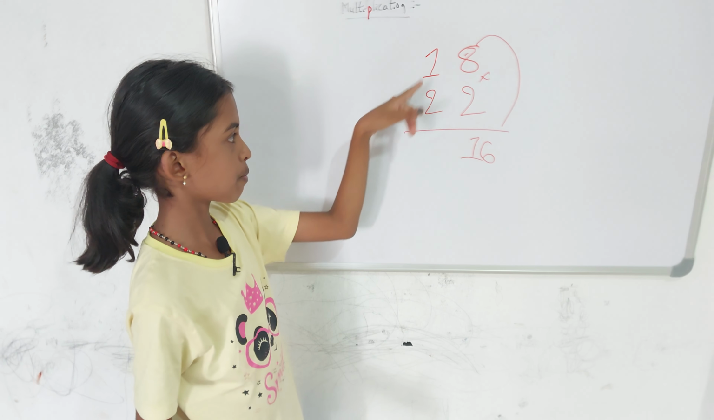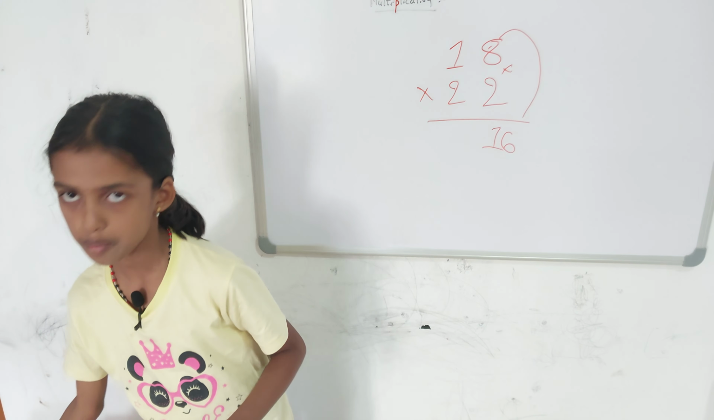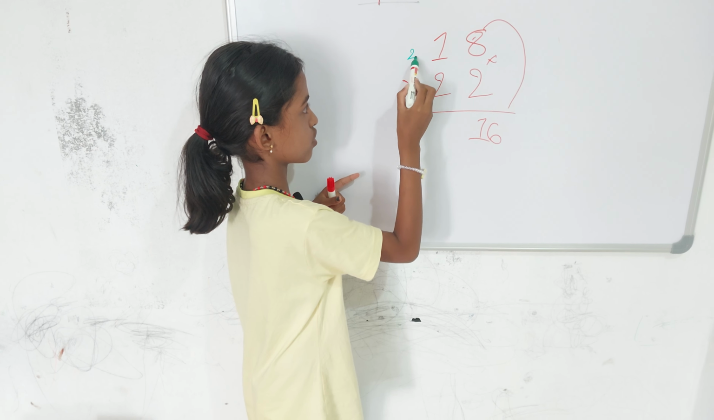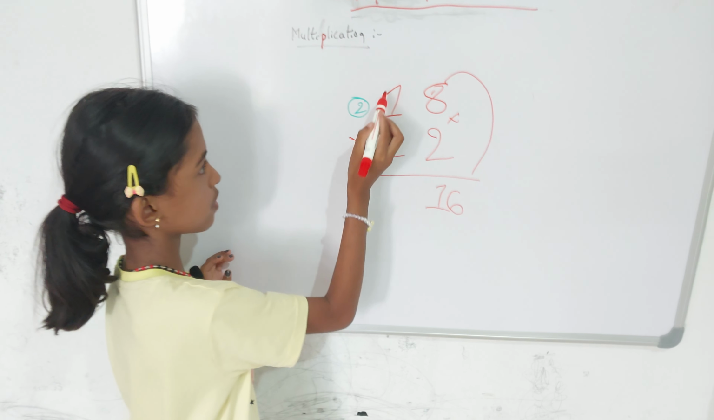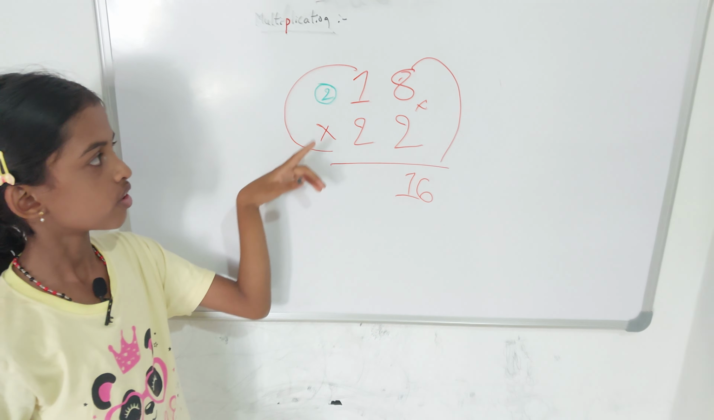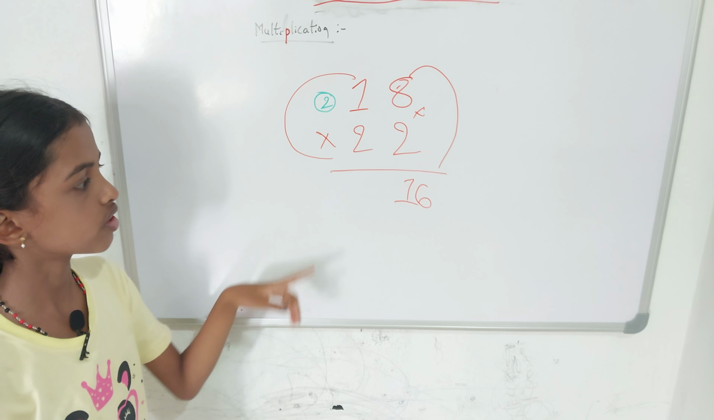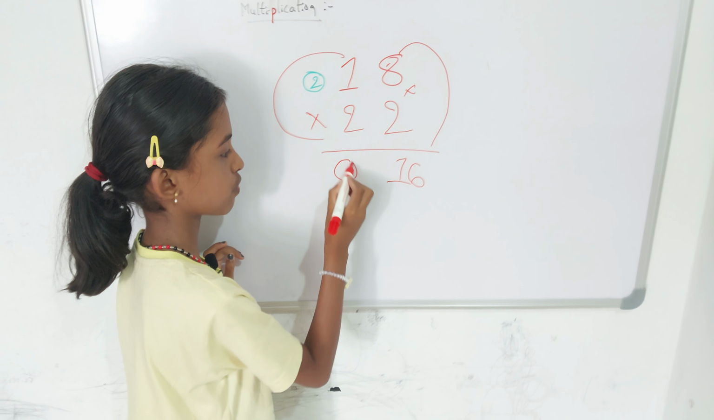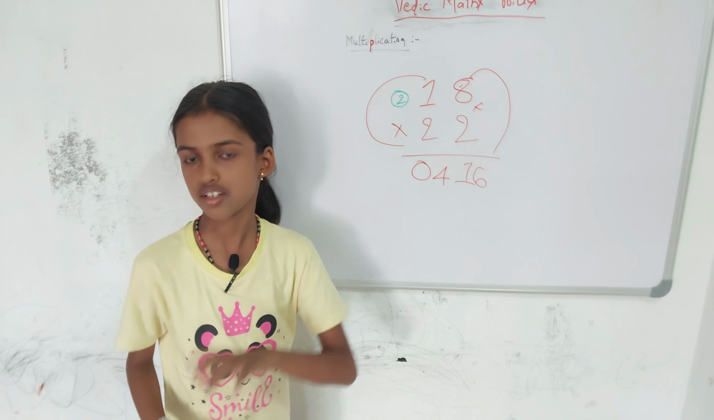Now the next number after 1 is 2. So write here 2. Now multiply 2 into 2. 2 ones are 2, 2 2s are 4. The answer is 4. Now 416.